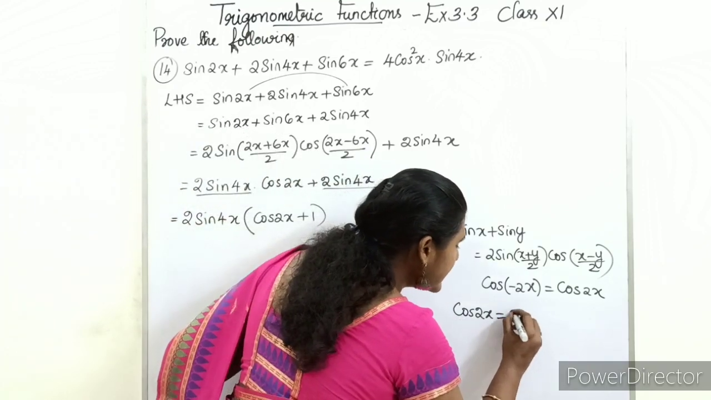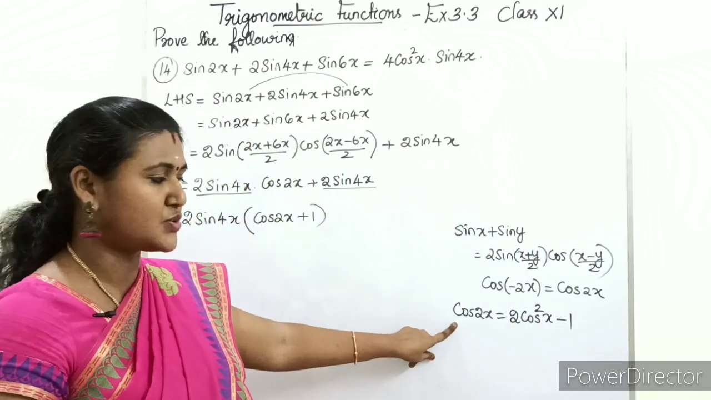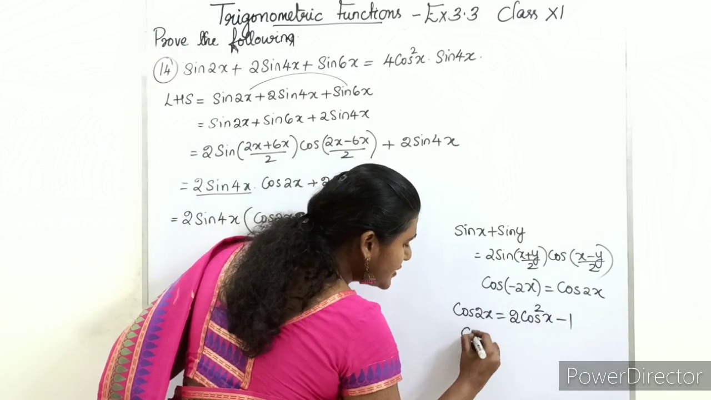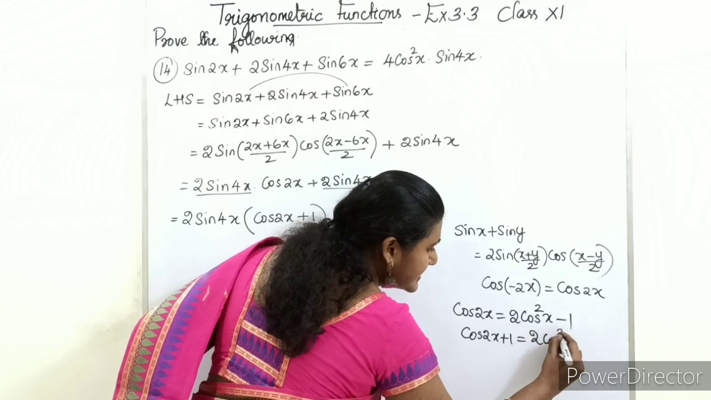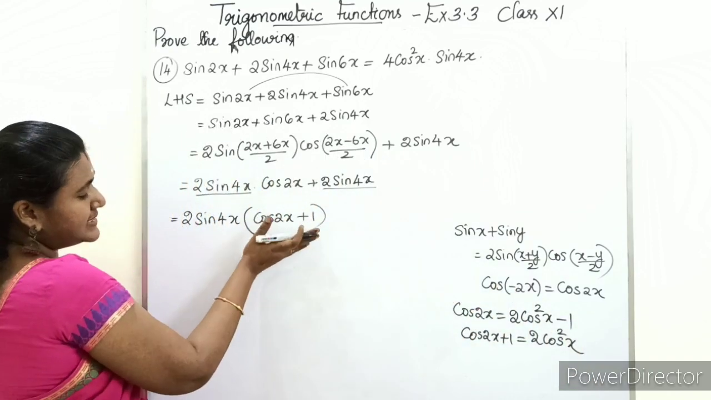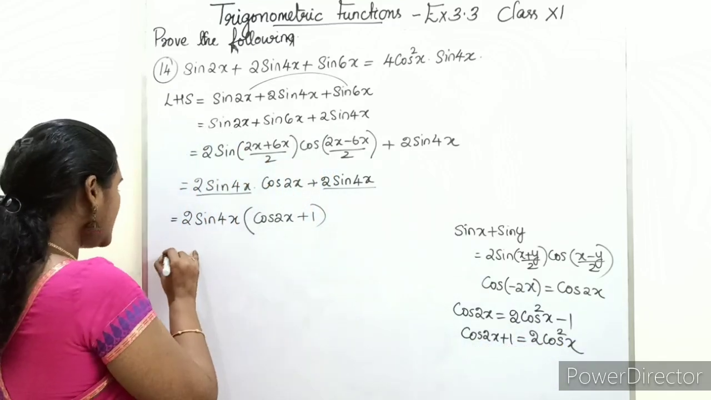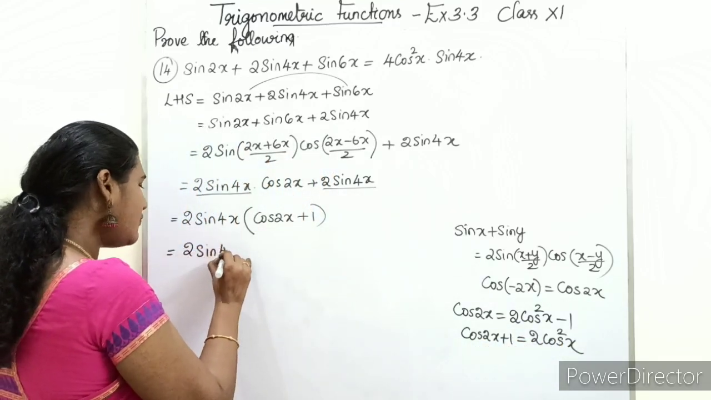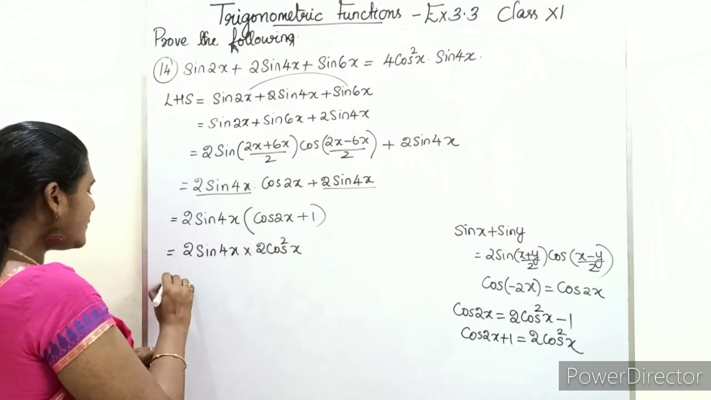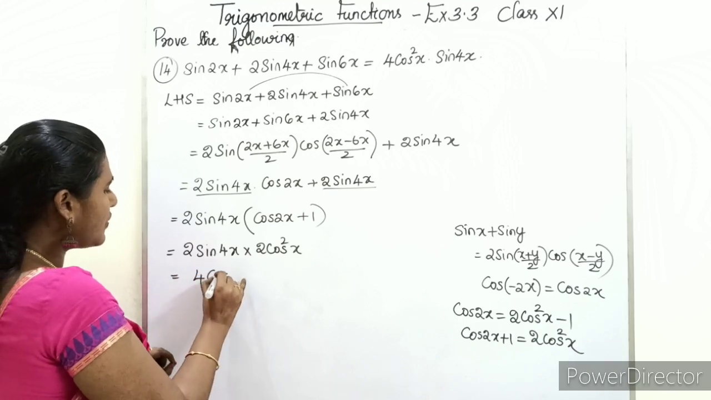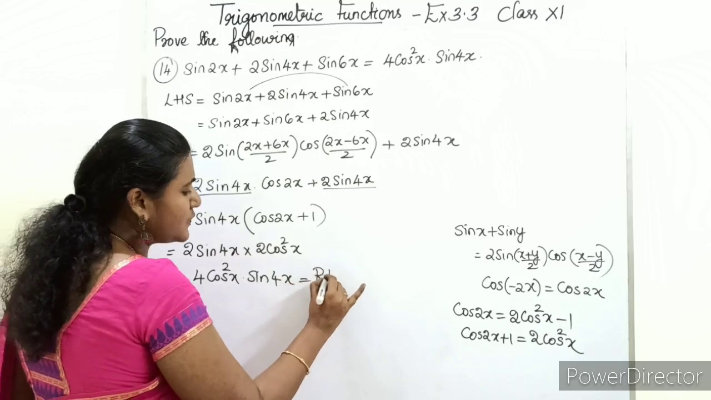So cos 2x is 2 cos square x minus 1. So this is the formula for cos 2x. This minus 1 we will bring to the left side. So cos 2x plus 1 is 2 cos square x. So in this place, that is the term inside the bracket, we can write 2 cos square x. So 2 into sin 4x into 2 cos square x. Now 2 into 2 is 4. So 4 cos square x into sin 4x, which is our RHS. Okay, so we have proved.